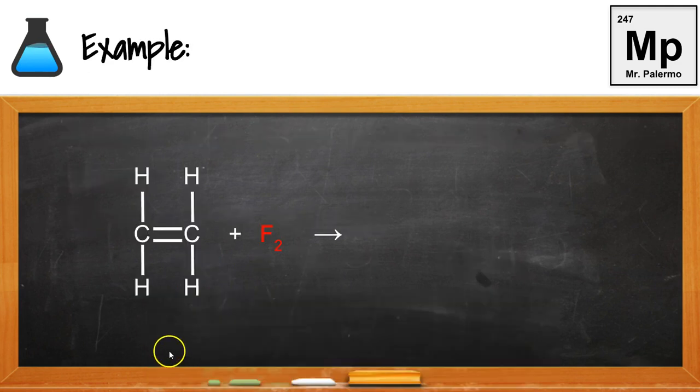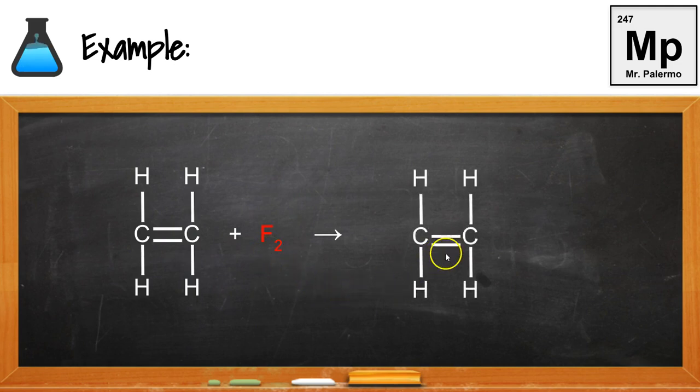So let's look at an example. Here we have an alkene, we have our double bond, and we're trying to add diatomic fluorine. What's going to happen is this double bond is going to break, and it's going to give us 2 more bonding sites. Now we can add our 2 fluorines to that, and so we're left with 1 product in the addition reaction. So it's a synthesis type reaction.